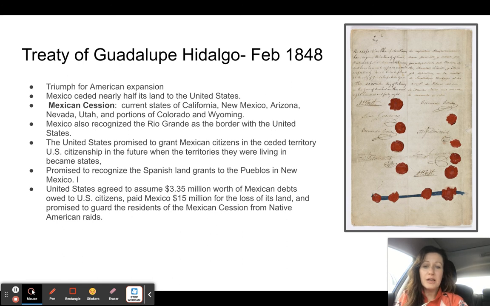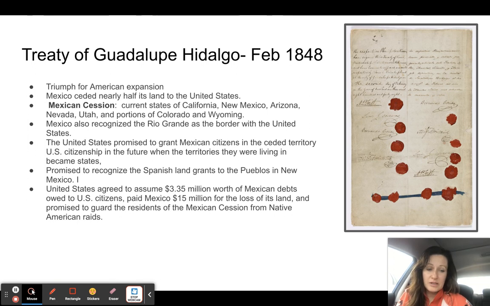Promised to recognize the Spanish land grants in New Mexico as well. And the U.S. agreed to pay over $3 million worth of Mexican debts owed to U.S. citizens. Paid Mexico $15 million for the loss of its land. Like, hey, I know we have half your territory. Here's $15 million. And promised to guard the residents of the Mexican cession from Native American raids. So that seems like, hey, that's going to be a good thing to you. You're going to want to become Americans.